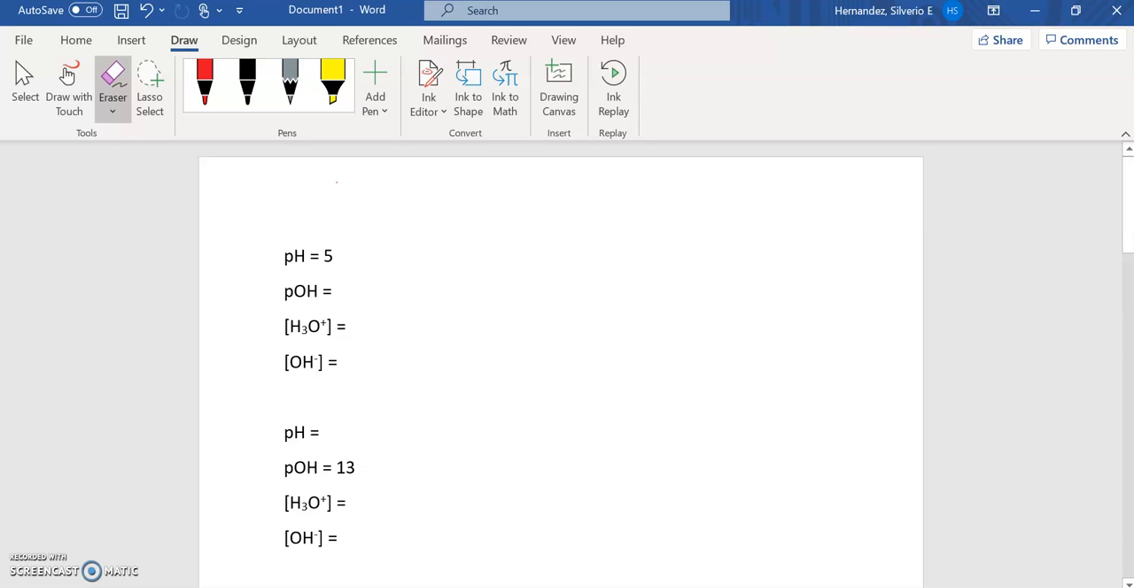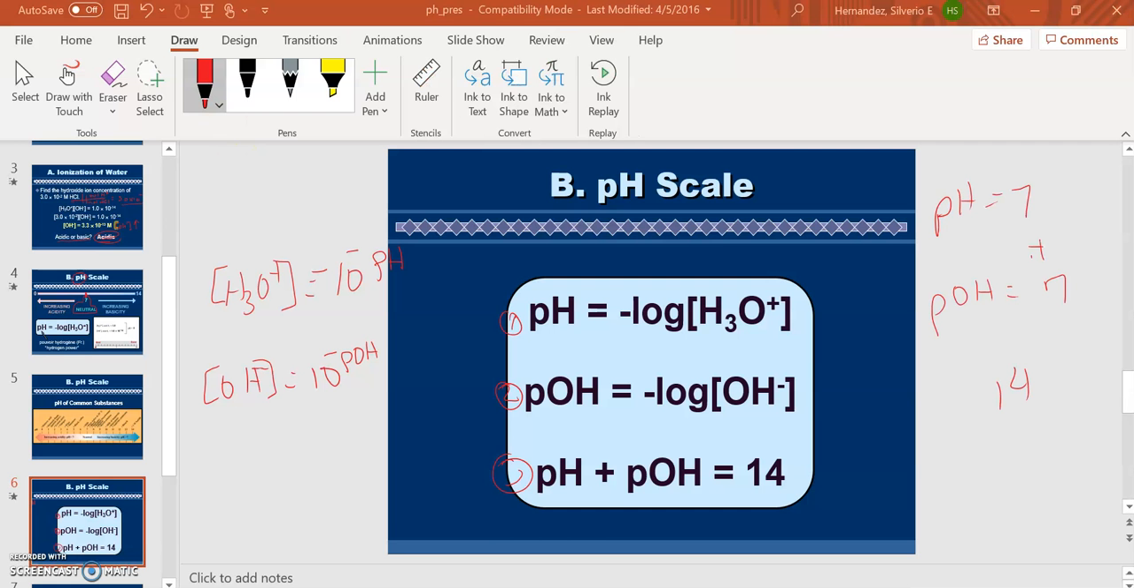So these are the equations that we're going to use to answer a few questions. Taking a look at the first one, they've given me a value of 5 for the pH. So to determine the pOH, I'm just going to simply take 14 minus 5, and that's going to give me 9. So for the pOH, it's going to be 9. So now if I want to determine these concentrations, again, they've given me a value for the pH and the pOH, so I'm going to use these two equations to determine the concentrations.